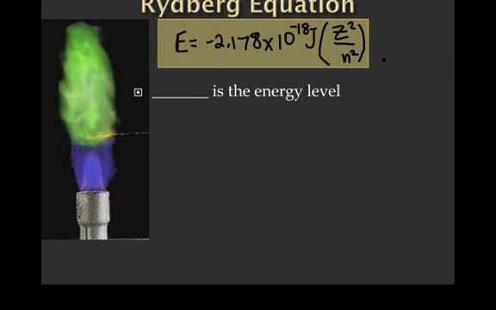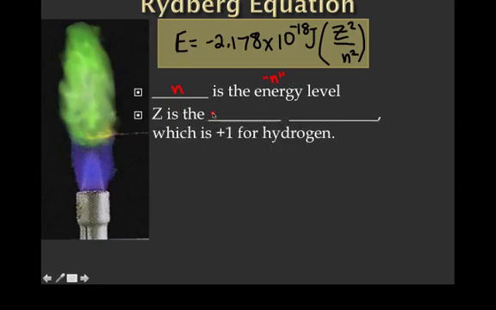And in this equation, N represents the energy level. Got it? Energy. And then Z is what's called the nuclear charge. In other words, how many positives are there in this nucleus? That's what the nuclear charge describes. And of course, since it's hydrogen, the nuclear charge is +1 because the hydrogen atom is made up of a proton and an electron, and that's it. So it's a +1 charge for the nucleus of the hydrogen atom.